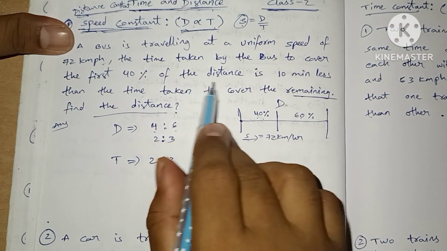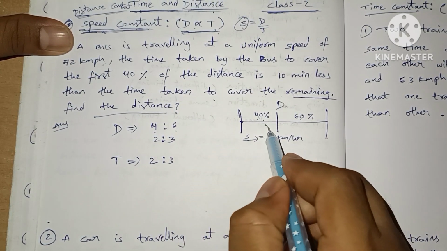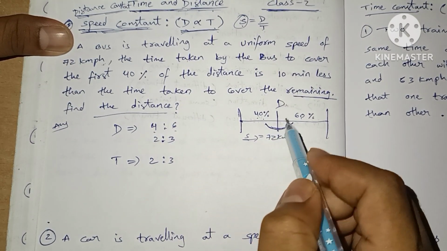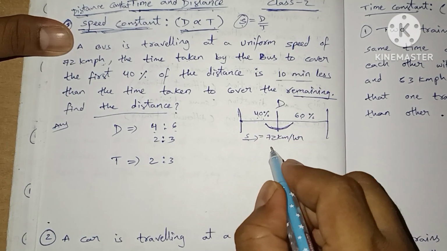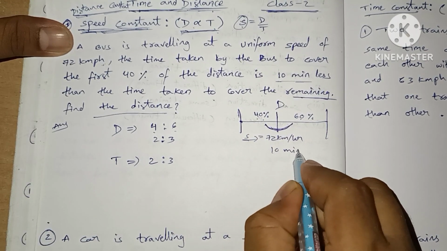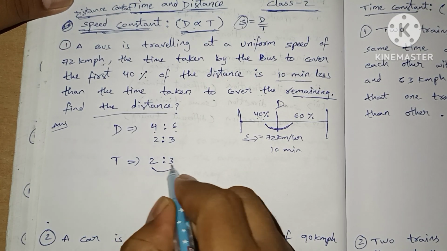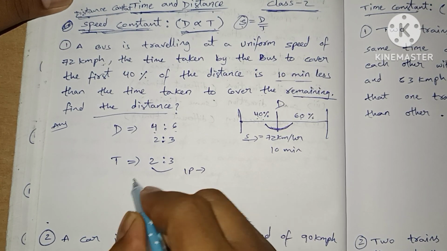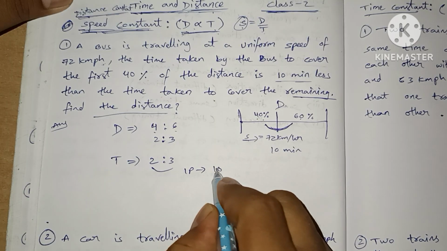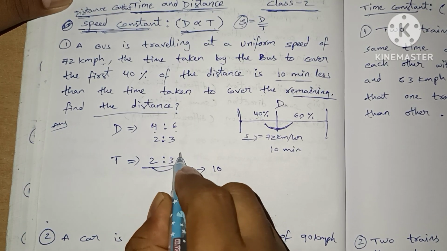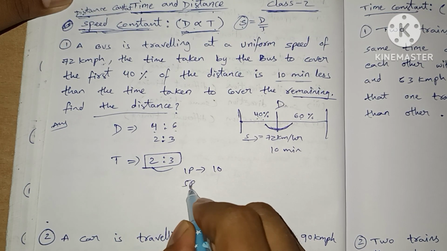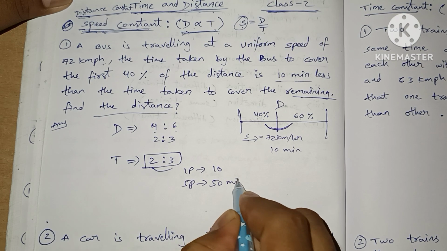In the question, it is given that the difference between these two times is 10 minutes. So here the difference between these two is one part. One part value is 10 minutes. So we have a total time of 5 parts. 5 parts value is 50 minutes.